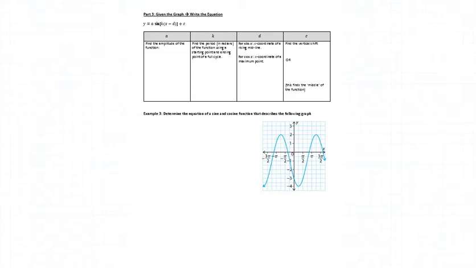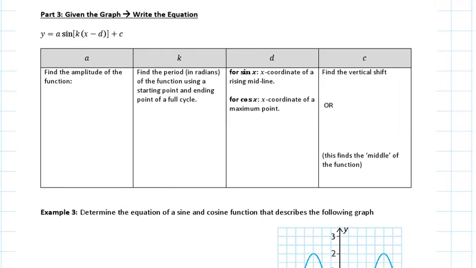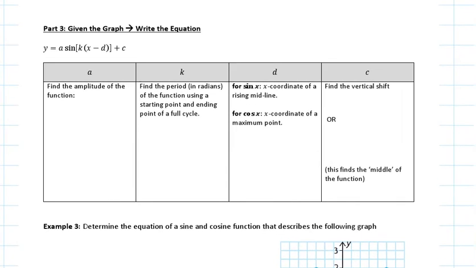Now, given a graph, how can you find the equation? Given the graph, you're going to find A, K, D, and C. So you must find all of these to be able to find the equation. To find A, you're going to have to find the amplitude, and the amplitude is equal to the max minus the min divided by 2.